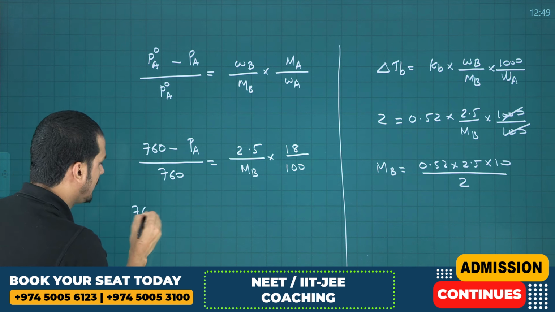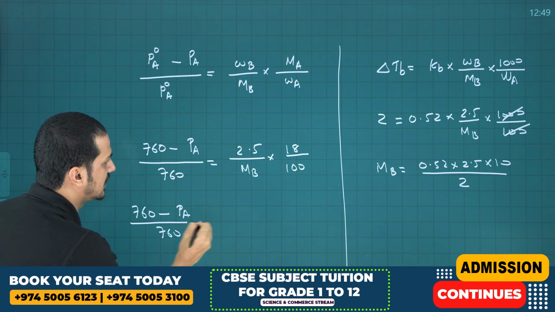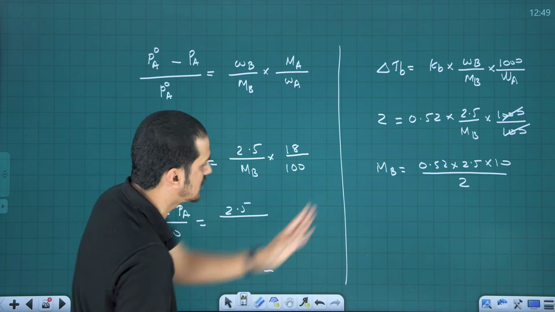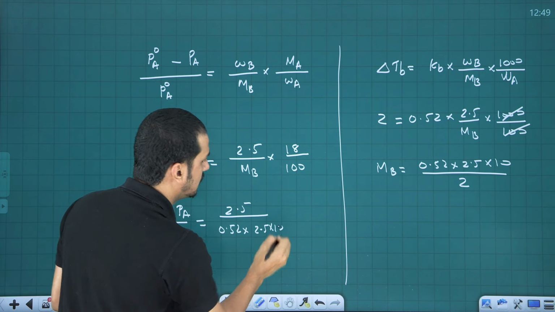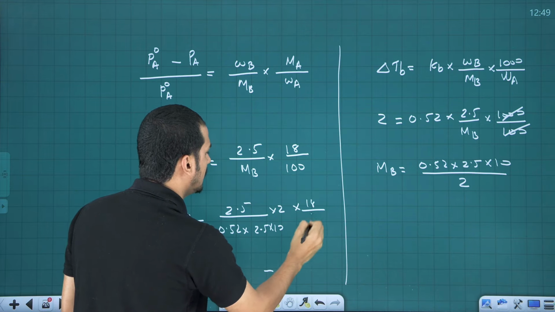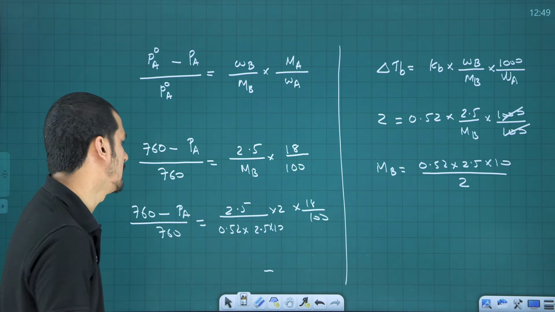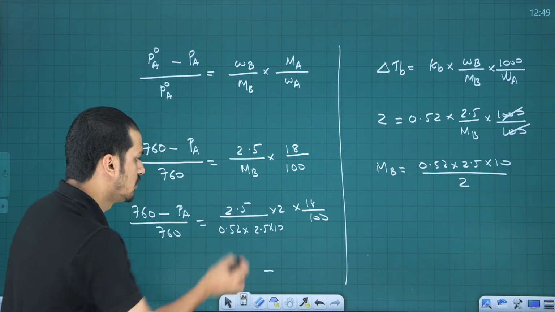So you can see (760 minus PA) divided by 760 equals 2.5 divided by MB, and the value is 0.52 into 2.5 into 10 divided by 2 will go to the top, 2 into 18 divided by 100 will come. Divide by 100 will come. Okay, correct. So once we are solving this one, you can see what you can solve.